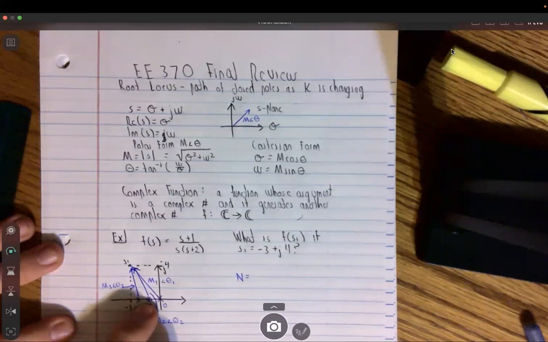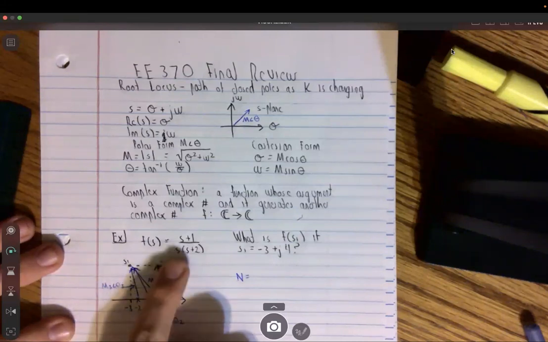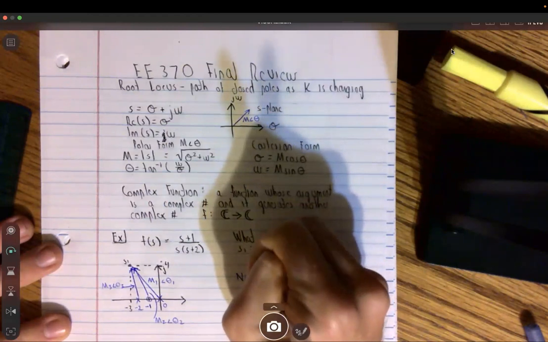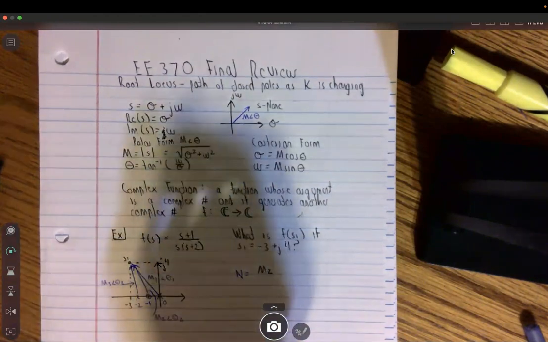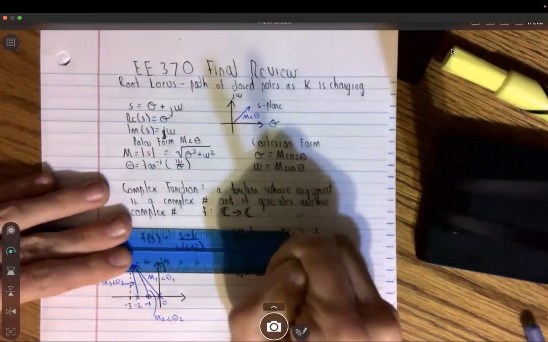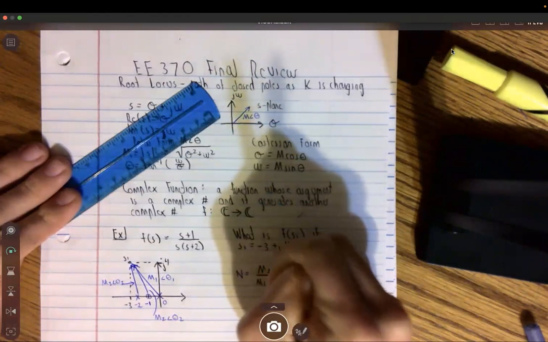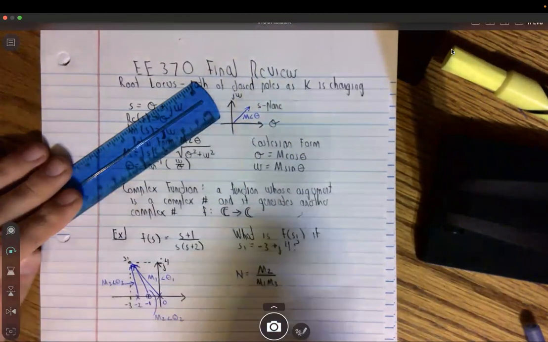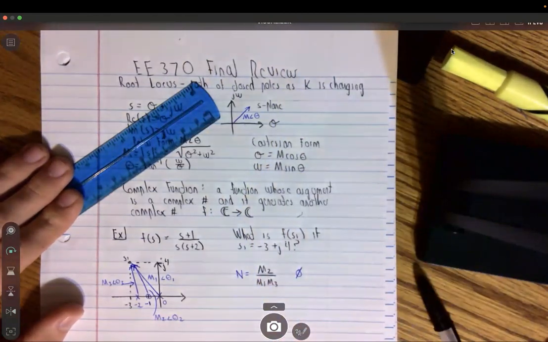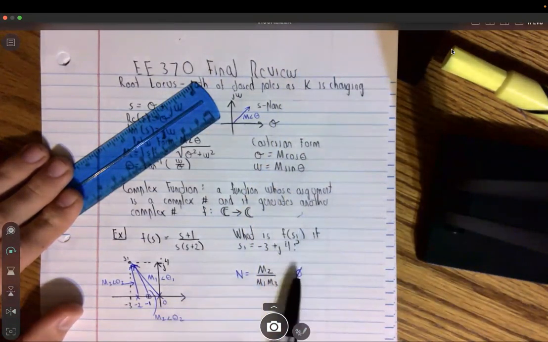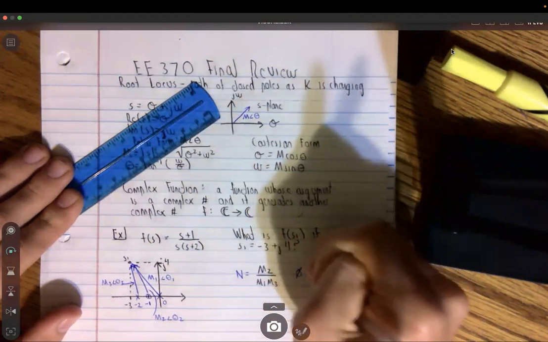And so from this point, what we're going to notice is, recall, the zeros are always in our numerator. So we're going to have the magnitude of our 0 in the numerator. And then remember, the poles are always in the denominator. So we're going to have the magnitude of the poles in the denominator here, M1 and M3. And then we're going to get a new phase angle because we're getting f of S1. We're getting a new complex number. So that will have a phase.